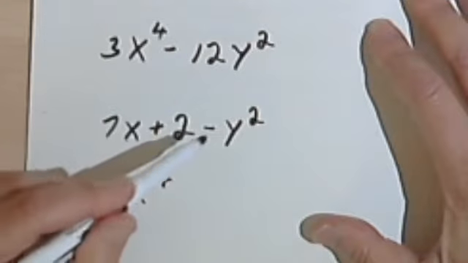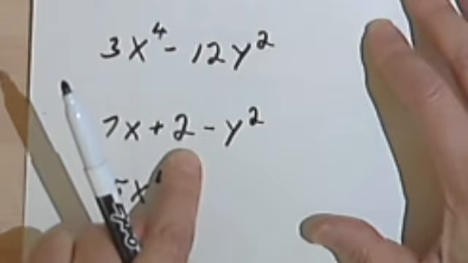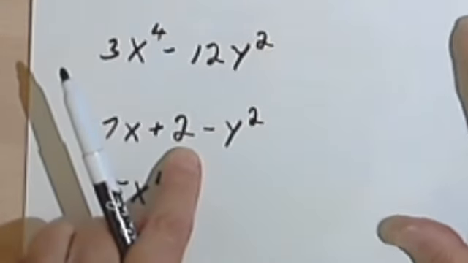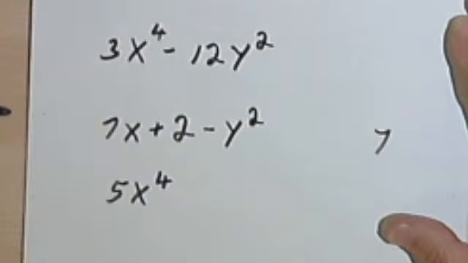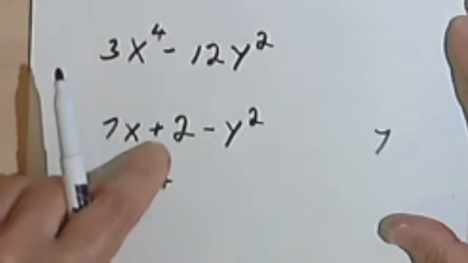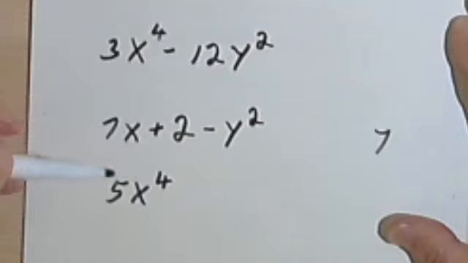7x plus 2 minus y squared. Here I don't even have a variable, and that's fine. I don't have to have a variable. So in fact, if you think about it, any number, the number 7, is a monomial. So here I have 3 monomials. One is added, the other is subtracted. They're valid monomials, and so this whole thing is a polynomial.